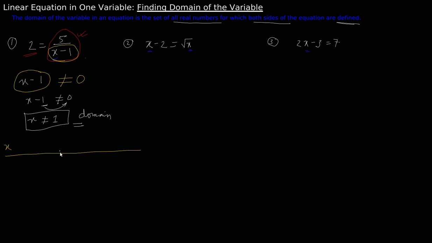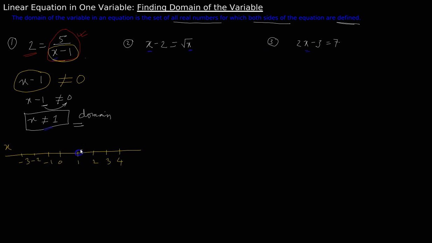Now let's say this is my 0 point, this is my 1 point, this is 2, this is 3, this is 4, this is -1, this is -2, this is -3, on and on. Okay, now let's see what is my domain. It says that x cannot be equal to 1. So that means that x cannot be 1.